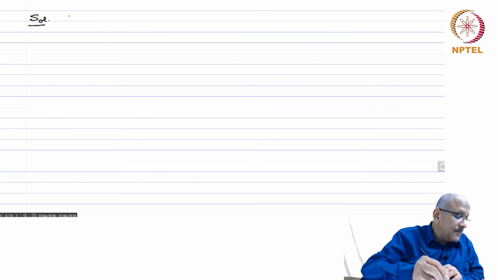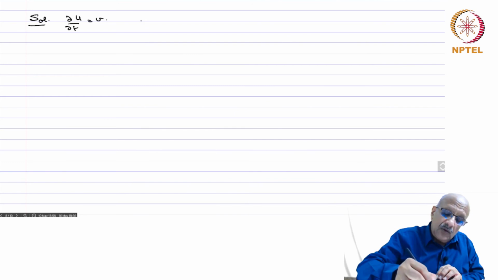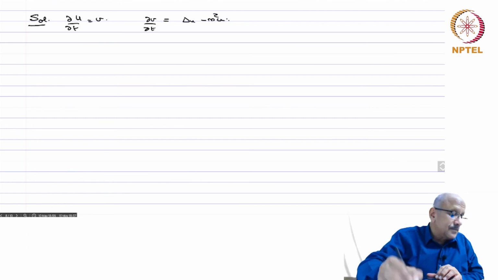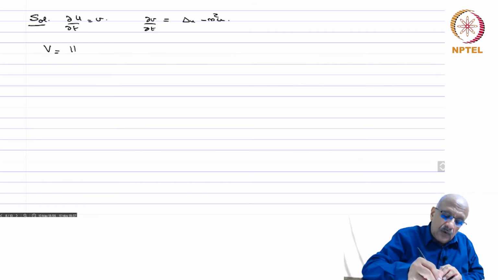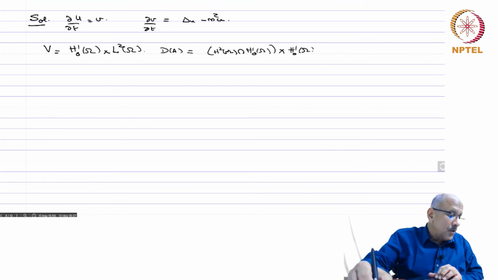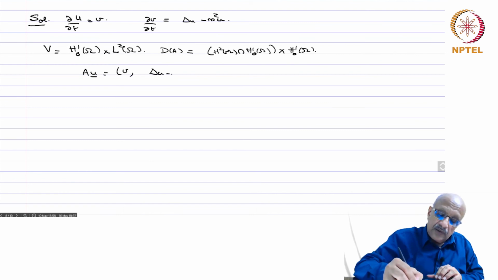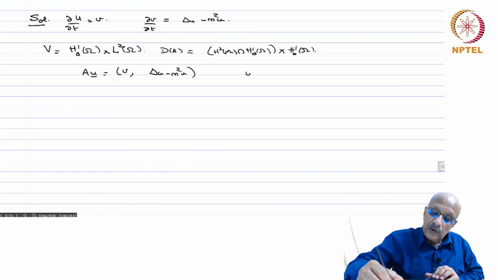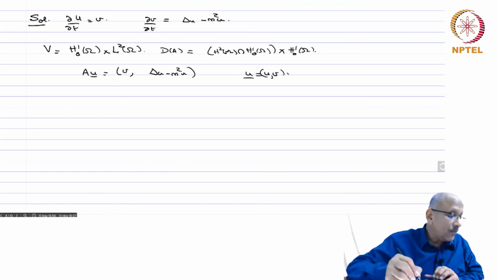So, we set du/dt equal to V, and then you get dV/dt equals Laplacian u minus m² u. So, you set the space, like in the wave equation, as H^1_0(Omega) cross L^2(Omega), and the domain of A equals H^2(Omega) intersection H^1_0(Omega) cross H^1_0(Omega), and you write A of (u, V) equal to (V, Laplacian u minus m² u).